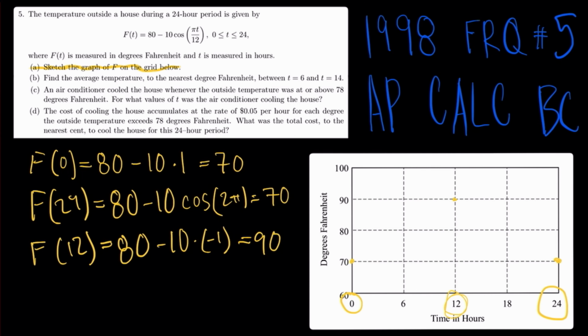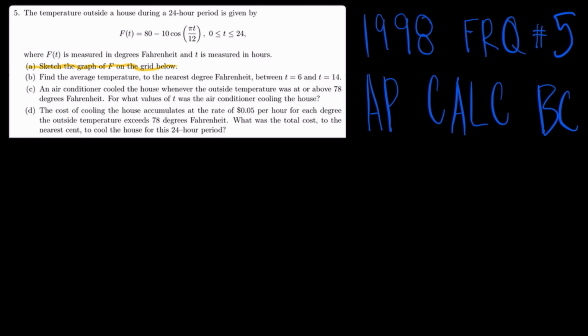And now we can draw our graph. Now, I realize this graph isn't perfect and it does not have perfect curvature, but it does the job. It has the right shape and it includes those absolute minimums and maximums on our given interval. So that's part A. So for part B, we have find the average temperature to the nearest degree Fahrenheit between t equals 6 and t equals 14.